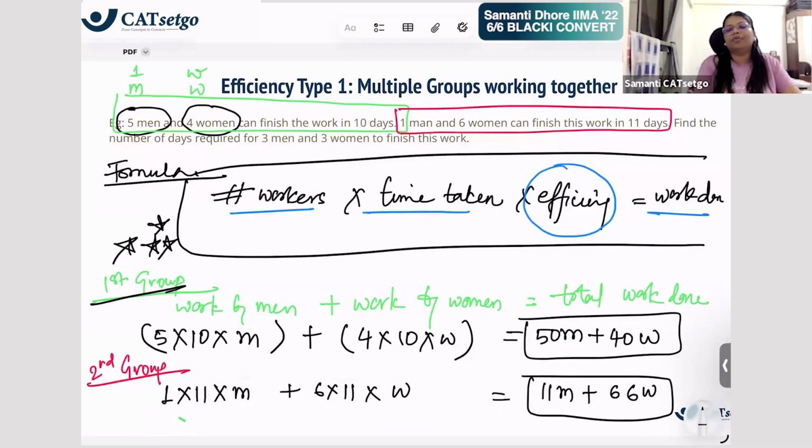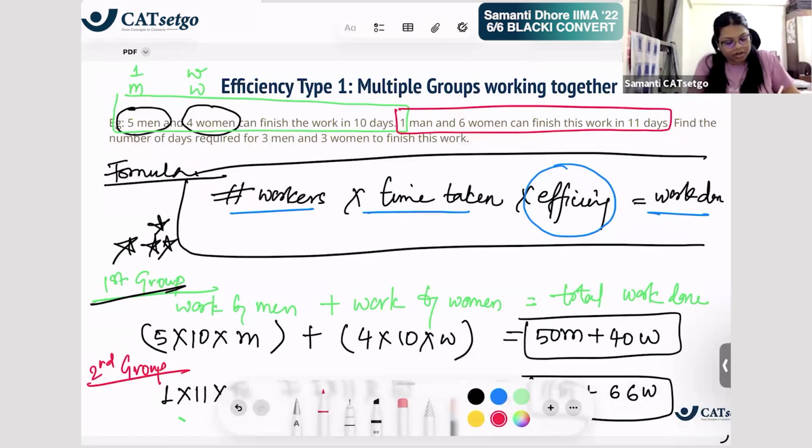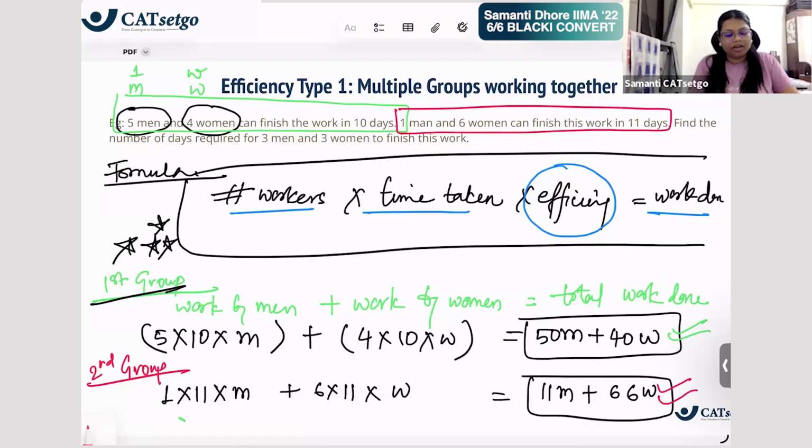Right? This is the work done by group 2. Do we agree with this much? Right? This is the work done by group 1 and this is the work done by group 2. Do we agree till here? As per the formula, yeah?